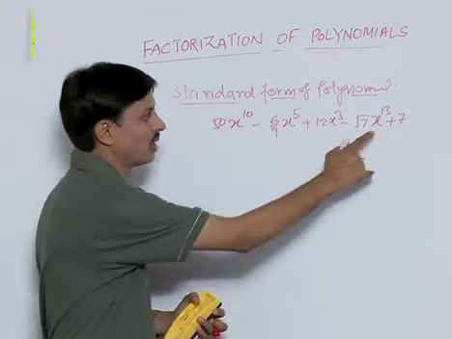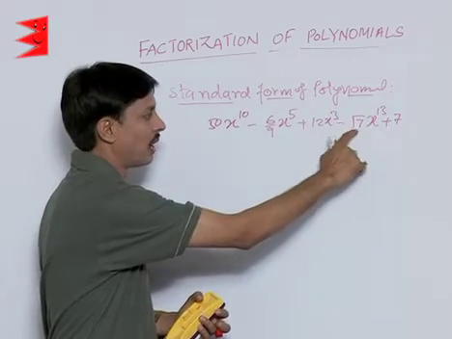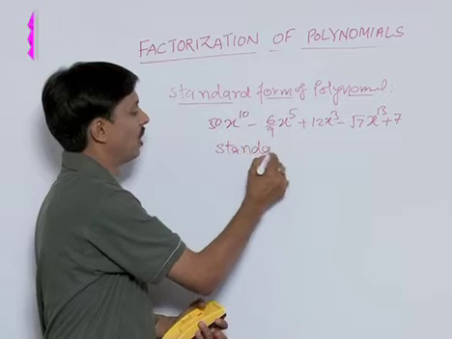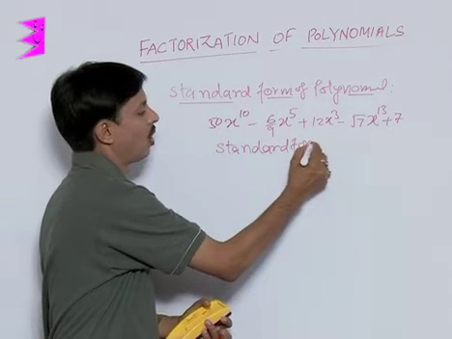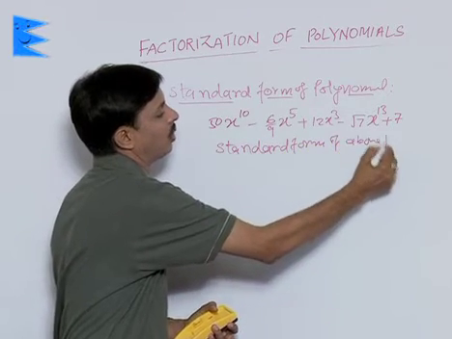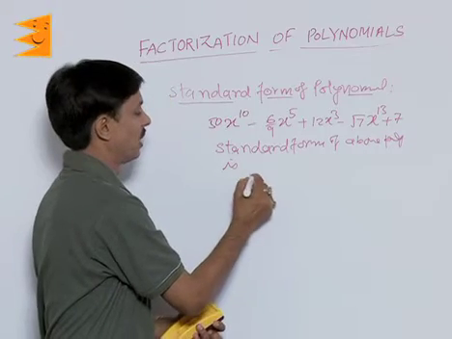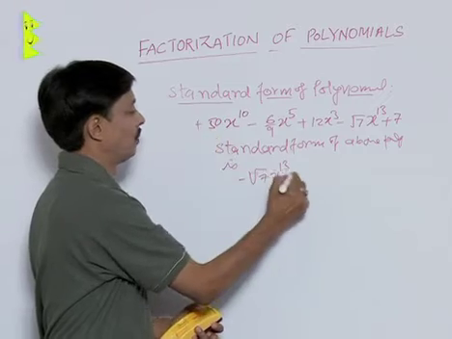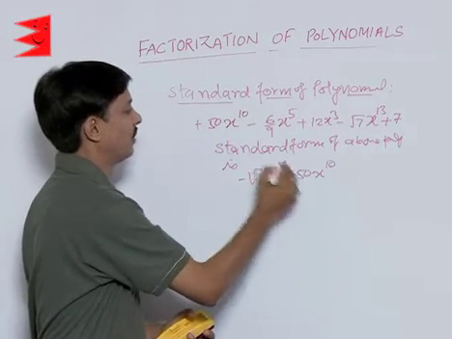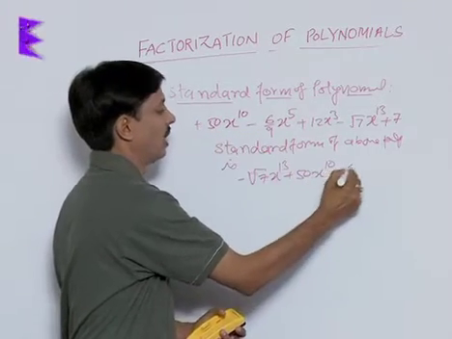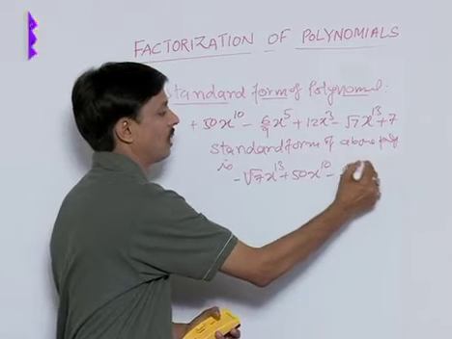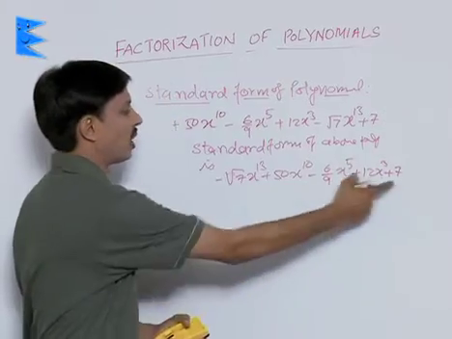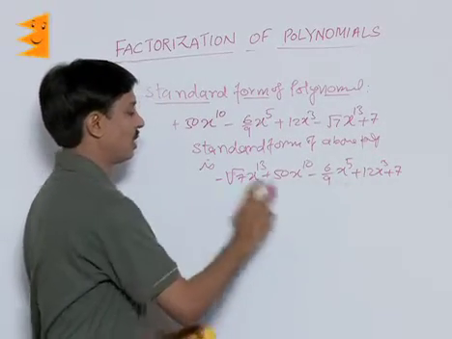So the highest power is 13, coefficient is minus root 7. So in order to convert it to standard form, the standard form of the above polynomial is minus root 7 x raised to the power 13, then plus 50x to the power 10, then after 10 we will write minus 6 by 9 x raised to the power 5 plus 12x cube plus 7. So this becomes the standard form.